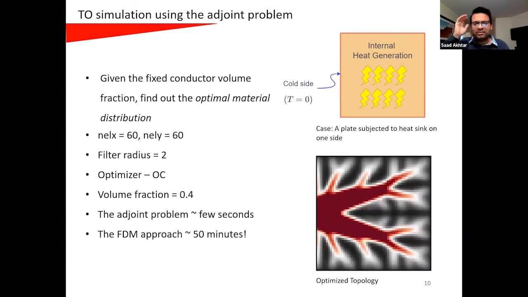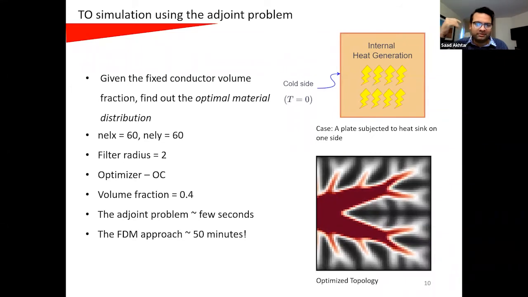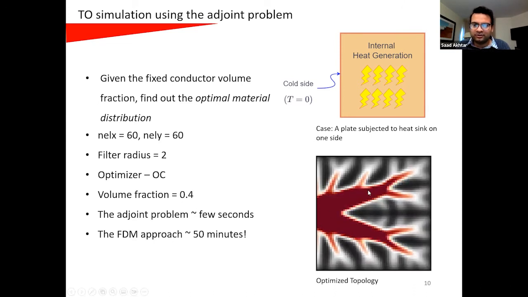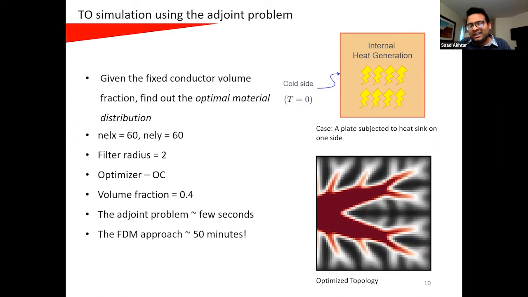So we built this program. We just implemented it in Python just to test it and compare the two different approaches. It was more for my own edification than anything else, but the results were staggering. So if you implement the topology optimization using the adjoint problem, you would get the optimized conductor material distribution. The conductor material here is in the red, by the way. So if you look at these designs, they should remind you of something very common in nature. So it's more of a fractal design.